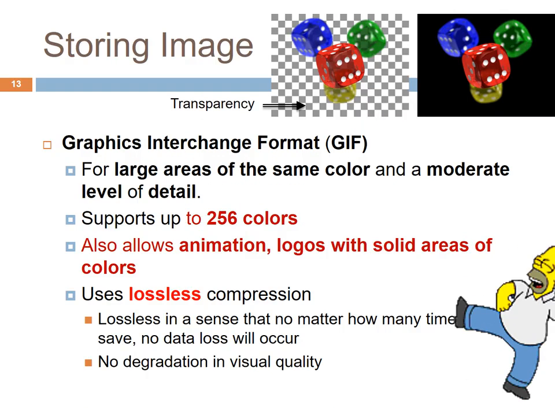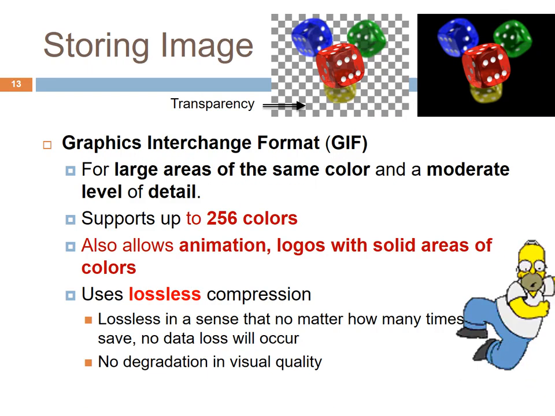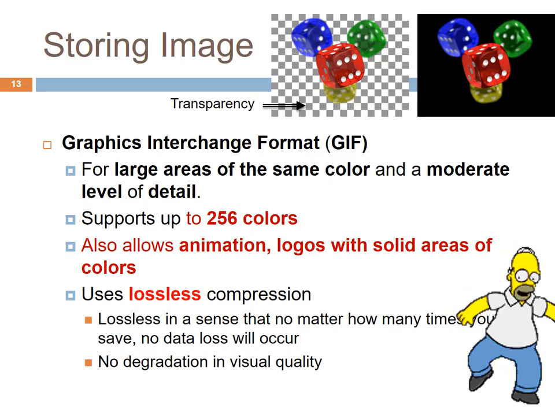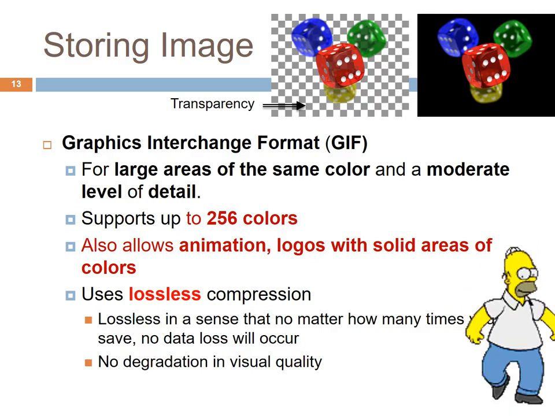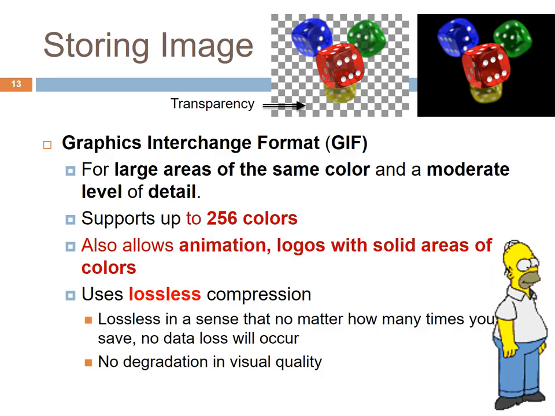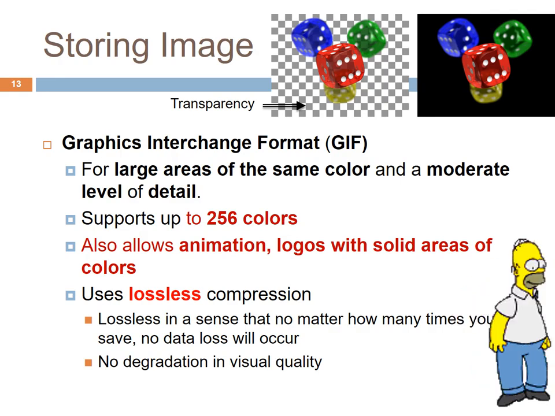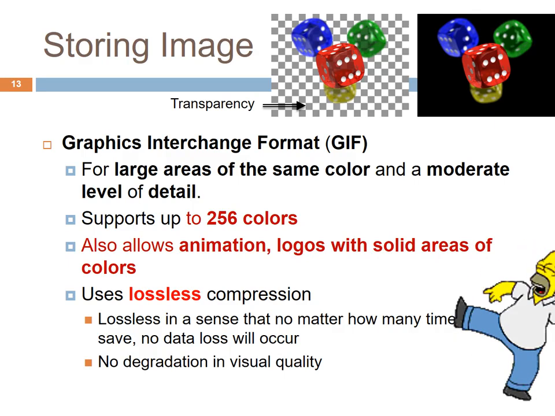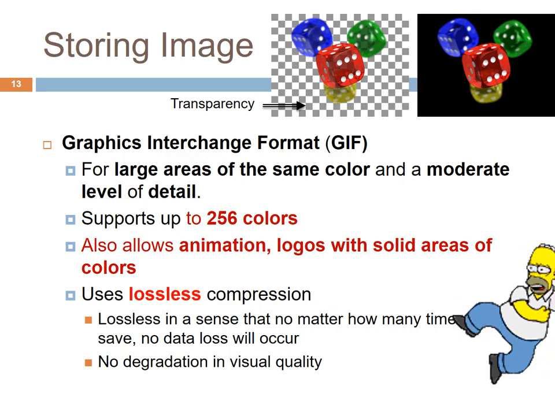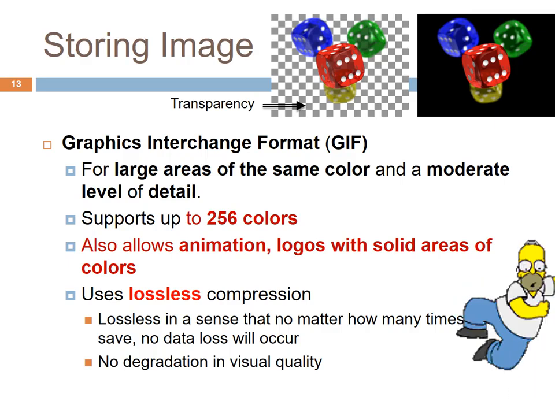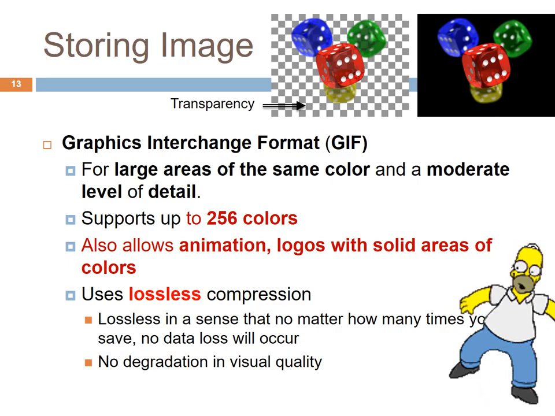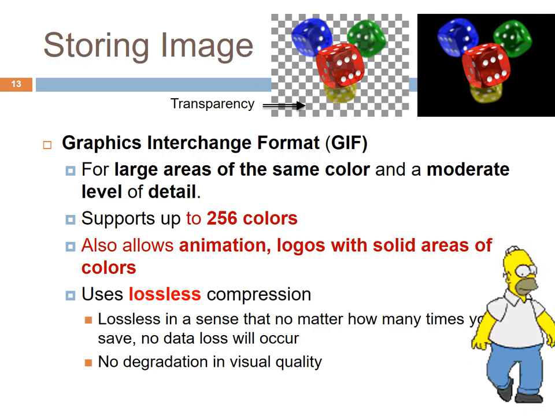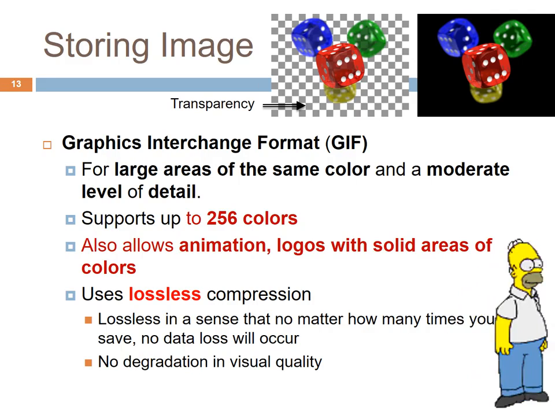GIF image format supports up to 8 bits per pixel for each image. It also supports animations and allows a separate palette of up to 256 colors for each frame. These palette limitations make GIF less suitable for reproducing color photographs, but it is well suited for simpler images such as graphics or logos with solid areas of color. GIF images are compressed using a lossless data compression technique to reduce the file size without degrading the visual quality.